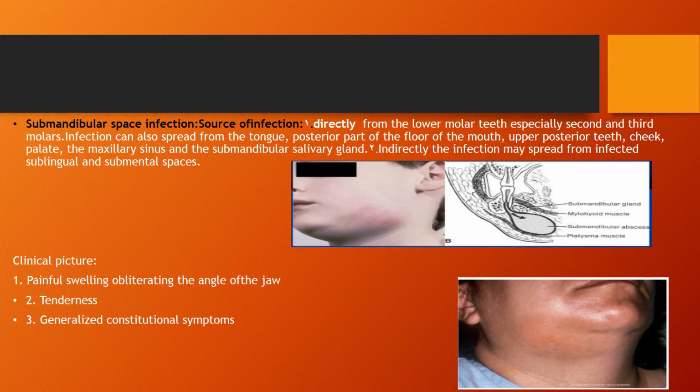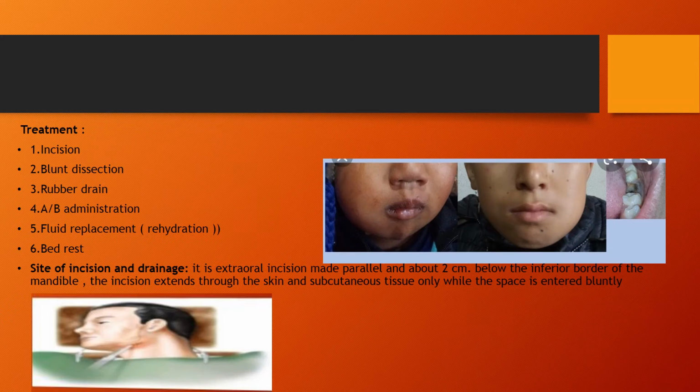The clinical picture is painful swelling obliterating the angle of the jaw, tenderness, and generalized constitutional symptoms. The treatment is by incision, blunt dissection, rubber drain, antibiotic administration, fluid replacement, and bed rest. Site of incision and drainage is an extraoral incision made parallel and about 2 cm below the inferior border of the mandible. The incision extends through the skin and subcutaneous tissue only while the space is entered.